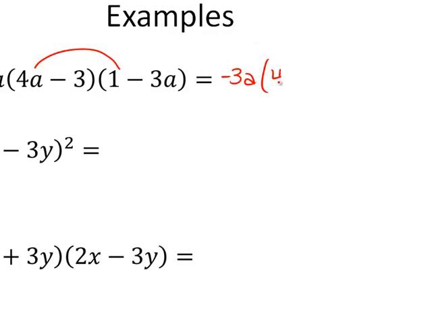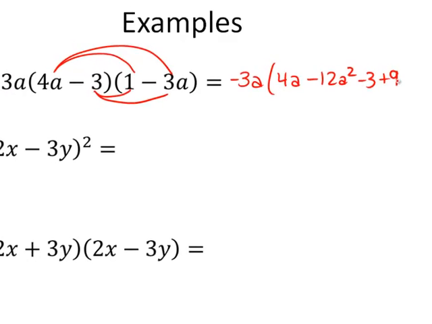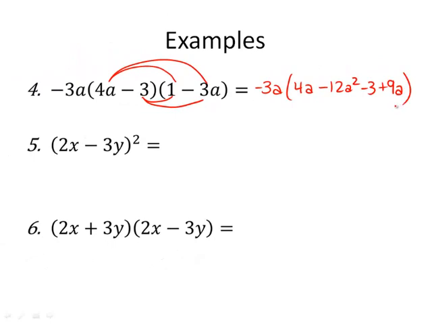4a times 1 gives us 4a. 4a times negative 3a is negative 12a squared. 4a, oh, there's no third term. Negative 3 times 1 is negative 3. Negative 3 times negative 3a is positive 9a. And we've expanded those two brackets.